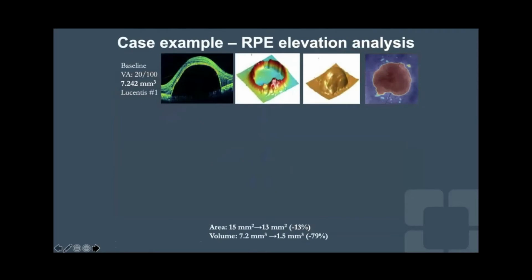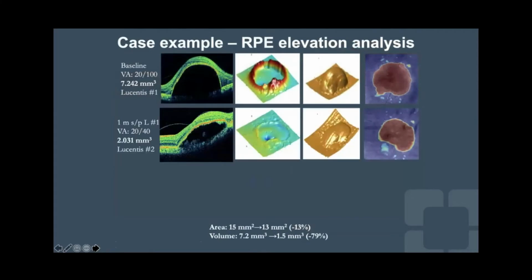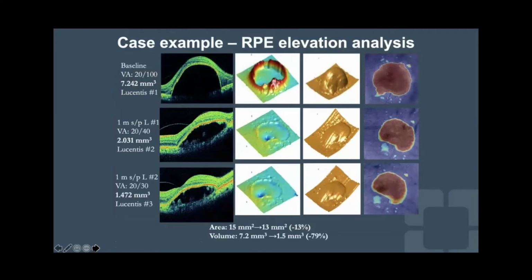And in addition, I can follow that volume change over time using both en face analysis and quantitative analysis in this patient. And after 2 Lucentis injections, you can see an improvement in visual acuity to 20/30, with an improvement in the area as well as the volume, which is significant. And again, this is where the software really shines at helping you manage a very complex patient.